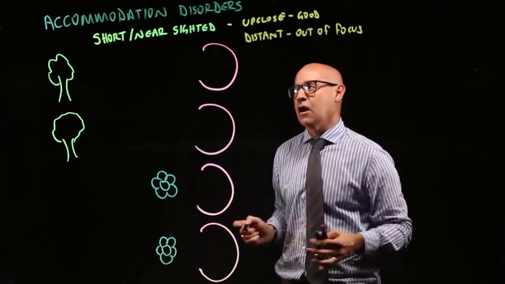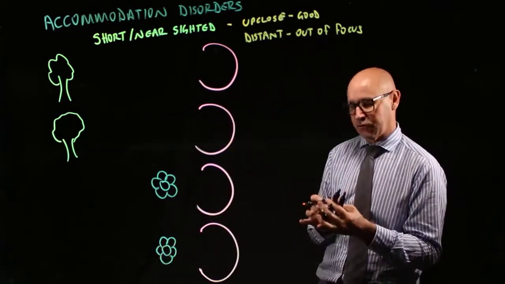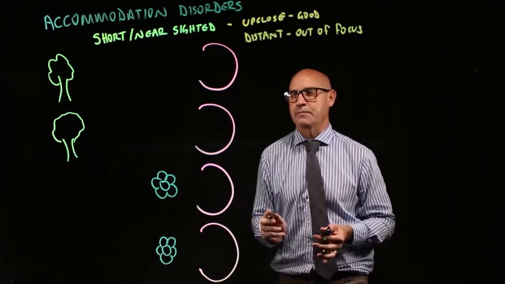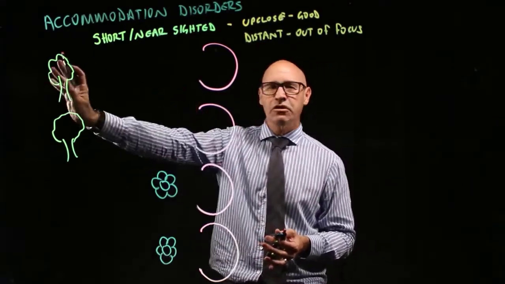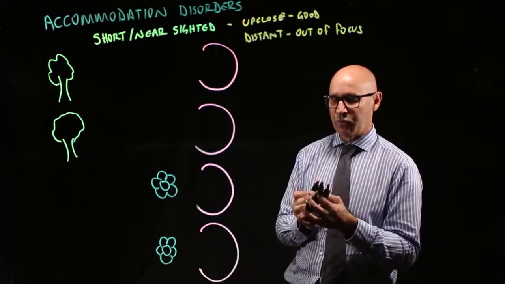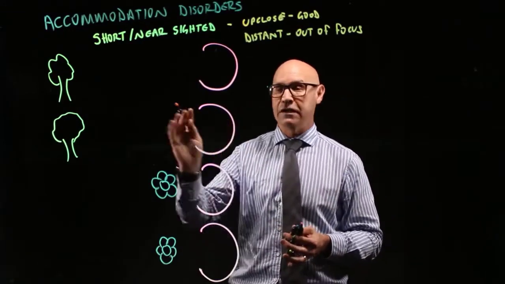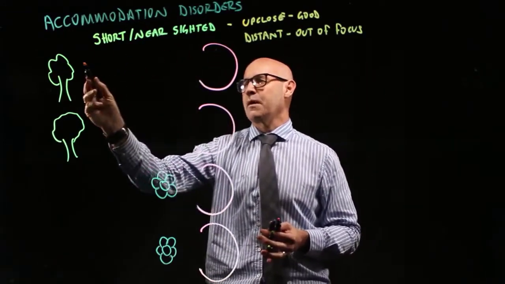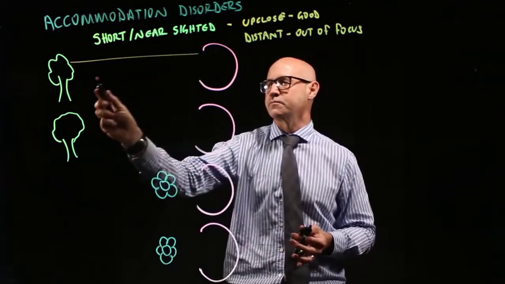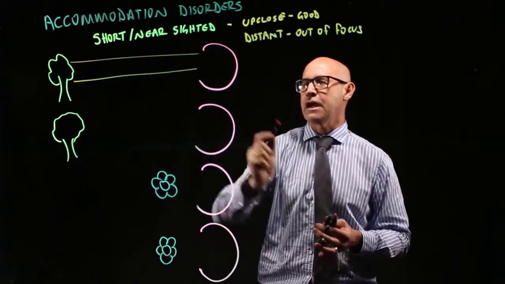Okay, so I'm going to show you what the disorder is and I'm going to show you how we correct it. Alright, when we're looking at things that are a long way away, we say that the light rays are coming to the eye parallel. Light rays are parallel.